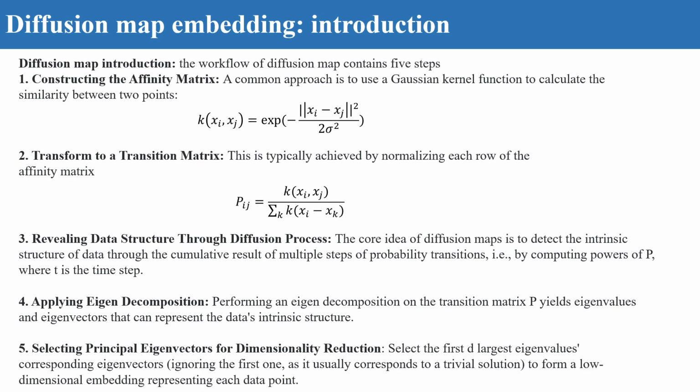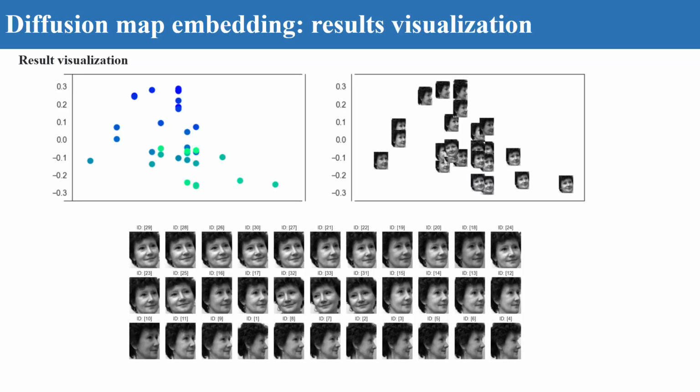The third step is revealing data structures through a diffusion process. This involves computing powers of the transition matrix. The last step is applying eigen decomposition, and we select the principal eigenvectors for dimensionality reduction. After applying this method, we found that the order of 3 images was incorrect.